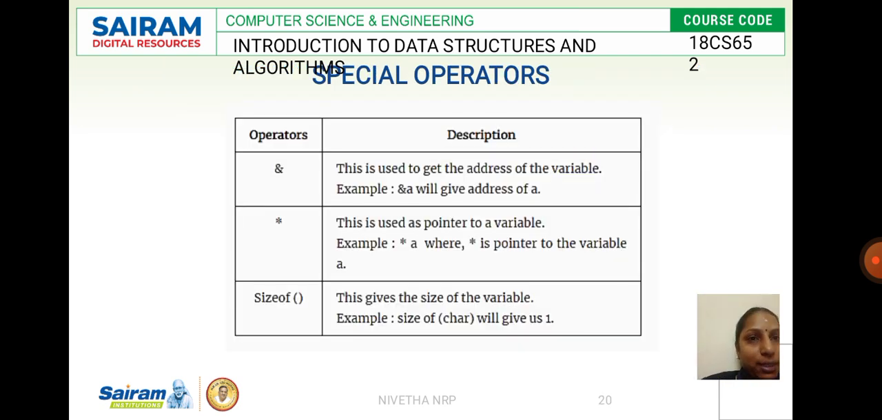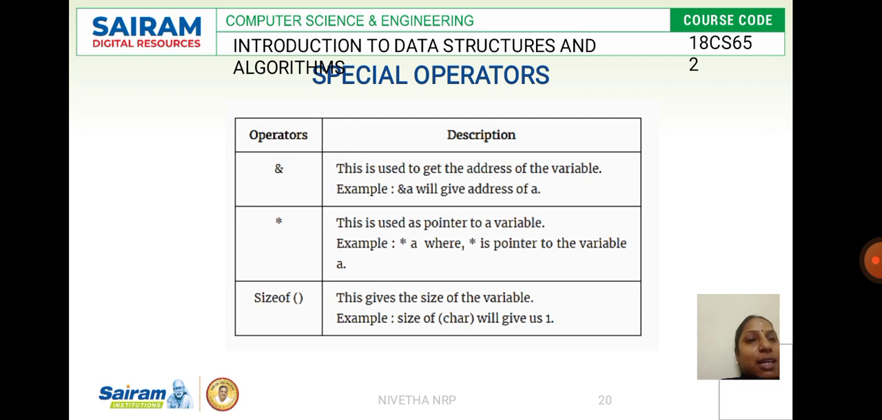Then we have special operators used in the C language, that is ampersand and star. The ampersand is basically used to specify the address of a variable. When we want to get the address of a variable, we use ampersand. For example, ampersand a gives the address of the variable a. Star is used for a pointer. It is an asterisk and is used as a pointer to a variable, and you will be clear when we discuss pointers in the forthcoming session.